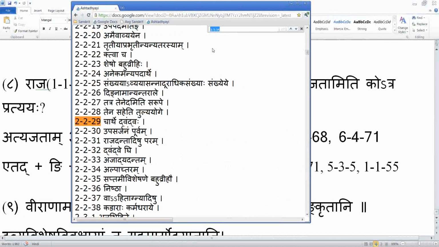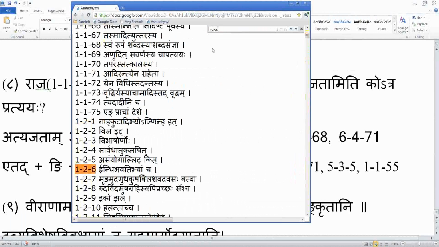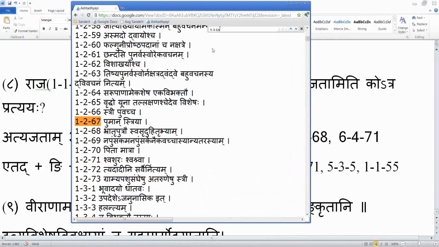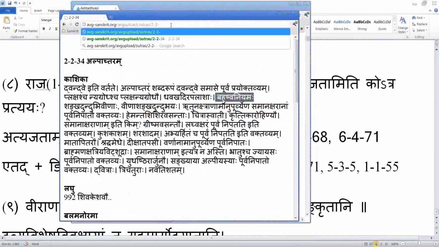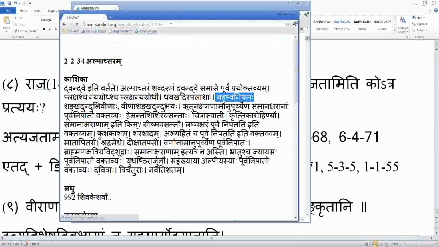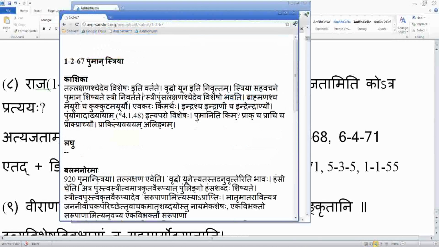What number is that? 1267. Okay, Puman. We have the Puman Striya. Let's look at what Indu is saying, is that when you have a male and female, then only one of them remains, like Pitaro, Mata, Pitaro becomes Pitaro, right? Of course, there you have another sutram below that, it's a choice, but let's look at 1267. So it says, Tal lakshana che deva visheshaha. If the only vishesha between them is the gender, so only this, like a husband and wife, a couple.